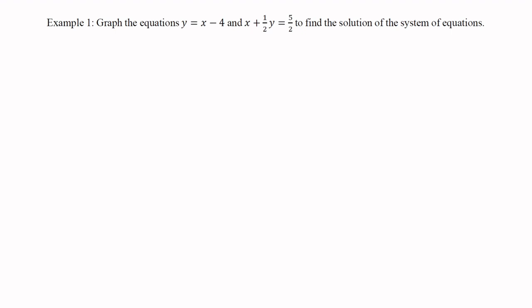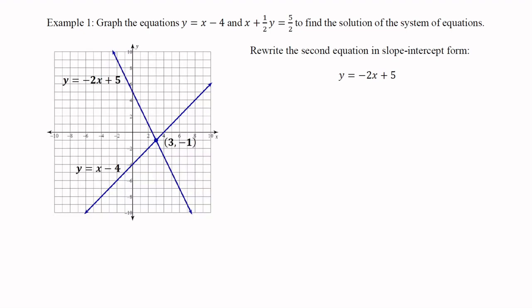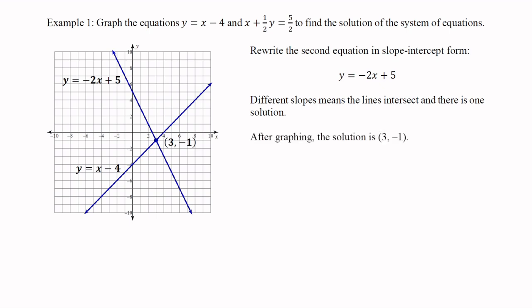So, example 1. Graph the equations y = x - 4 and x + 1/2 y = 5/2 to find the solution of the system. So we're going to rewrite the second equation in slope-intercept form: y = -2x + 5. And then you're going to graph both equations. Once you graph both lines, you find the point at which they intersect, which in this case is the point (3, -1). And because we have different slopes, that means we have one solution, and the solution is the point (3, -1).